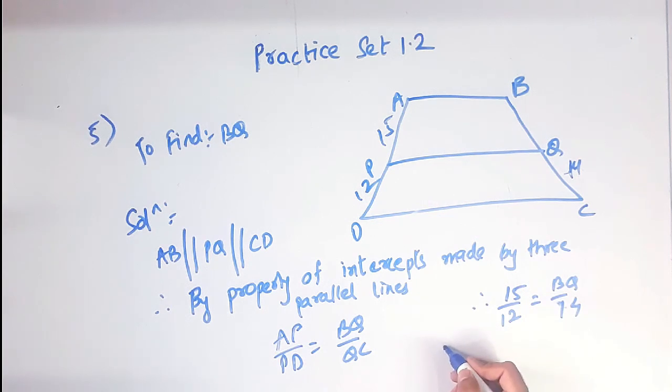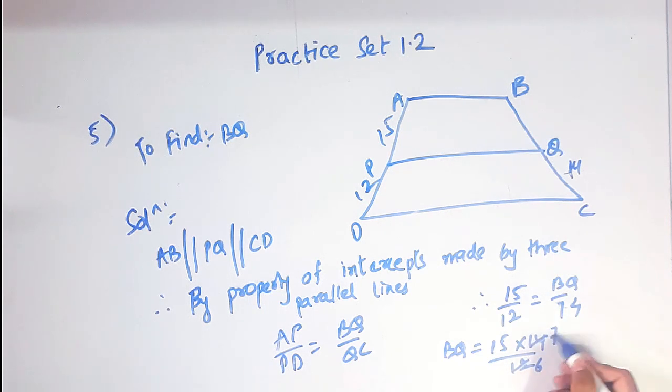Cross multiply, BQ is equal to 15 into 14 upon 12. I'll cancel this with 2 6 times, 2 7 times, again here with 3 2s are, 3 5s are. I cannot cancel further. What I'm getting here is 5 7s are 35 upon 2. What is 35 upon 2? 17.5. So this is your answer.